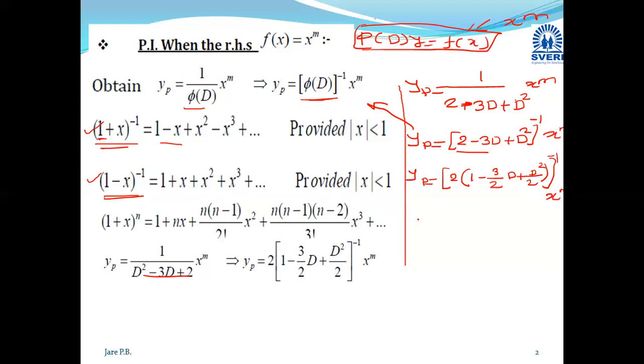Next, yp equal to, we can take 2 common outside. By the laws of indices, Ghatankache niyam. So what is the law of indices? (ab) raised to m is nothing but a raised to m into b raised to m. So using this result, we got 2 raised to minus 1 into (1 minus 3 by 2 D plus D square by 2) bracket raised to minus 1 into x raised to 1 into x raised to 1.